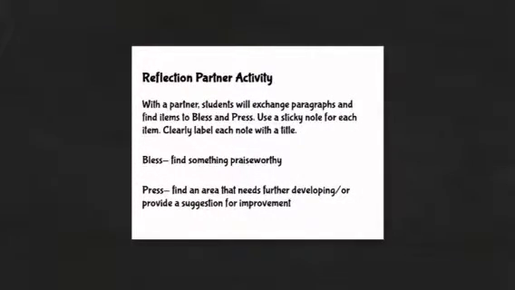This activity is the reflection activity with a partner. Students are going to exchange writer's notebooks. They're going to read each other's entries from the night before. They're going to use sticky notes to find one item to bless and one item to press in their writing. This is something that we do quite regularly.